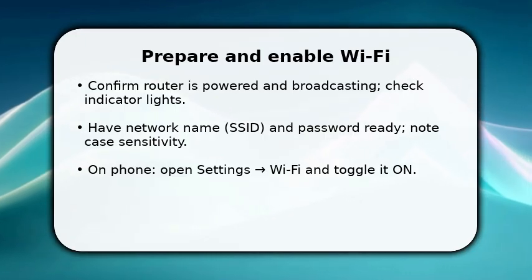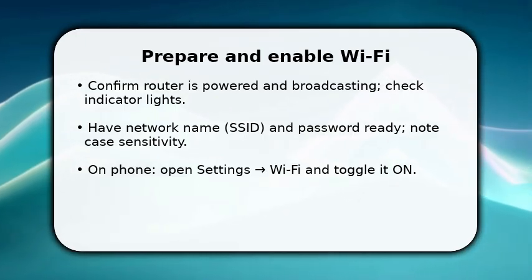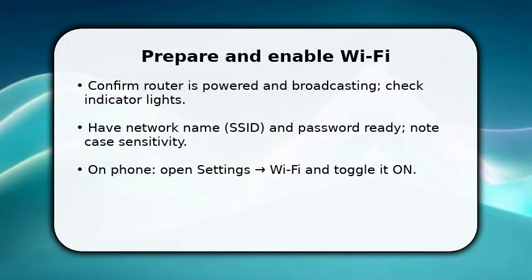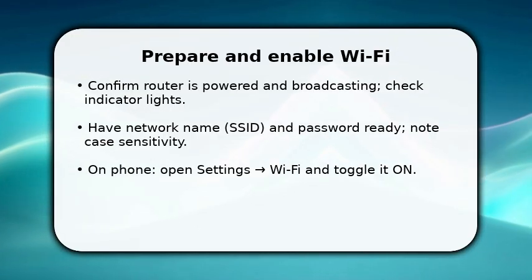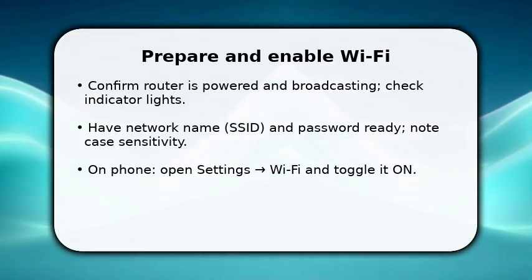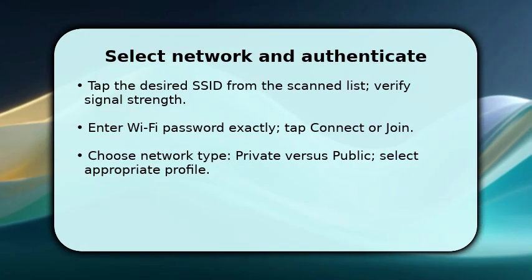Once Wi-Fi is enabled, scan the list for the exact network name. Networks can look similar. Tap the SSID you want. Your phone will prompt for a password, which you should enter carefully because most networks are case-sensitive. Now you pick and sign in.